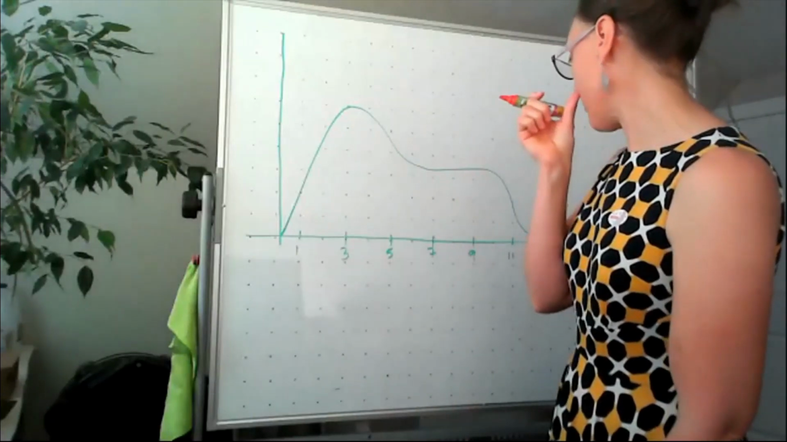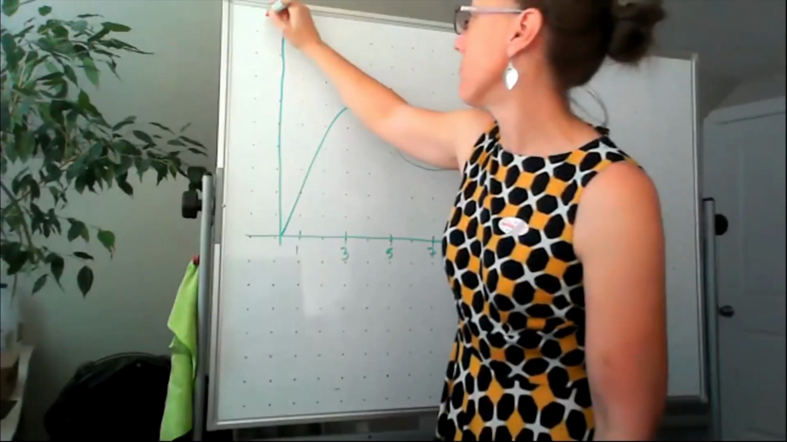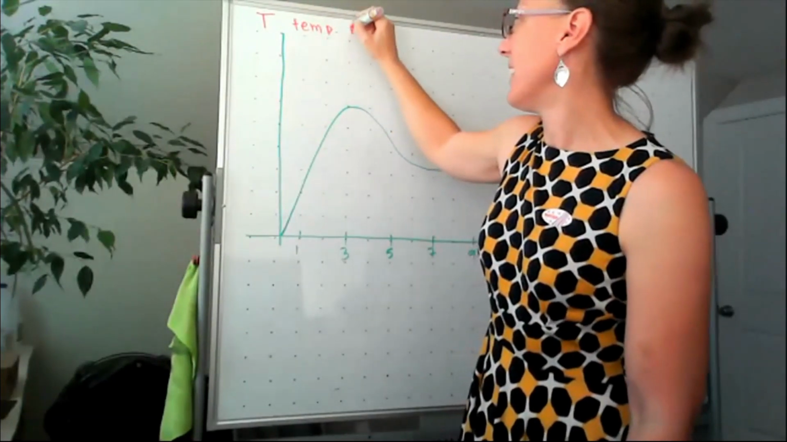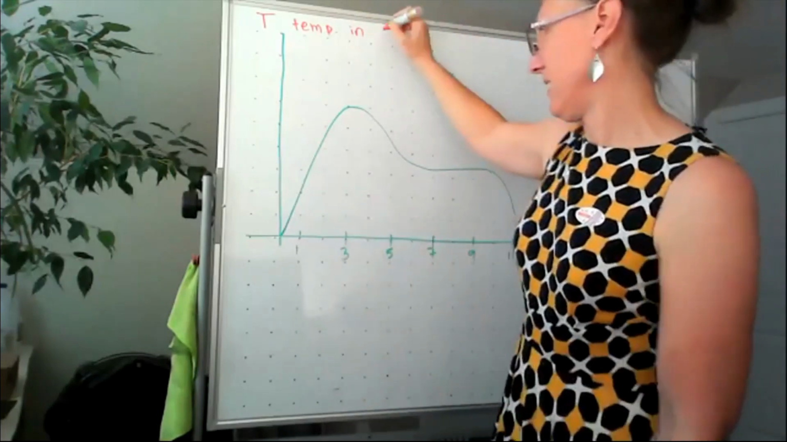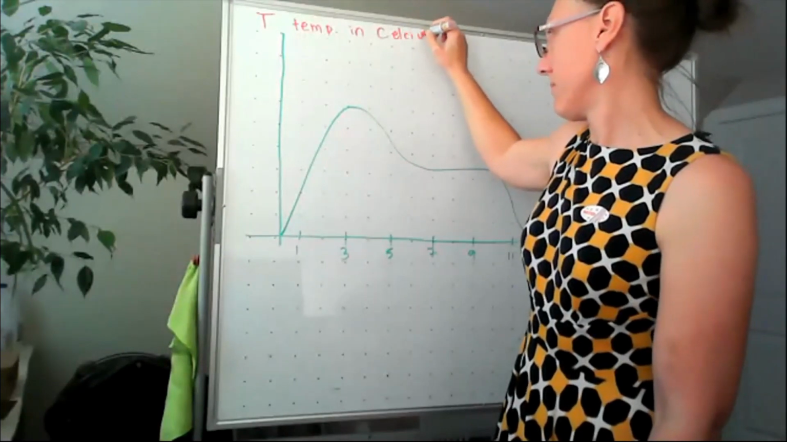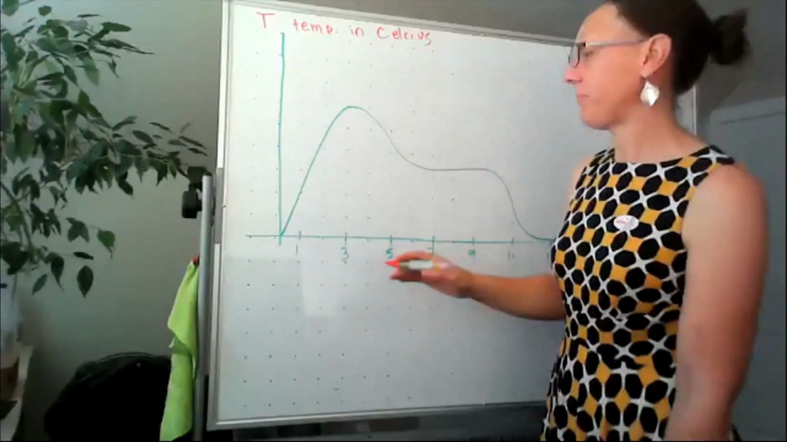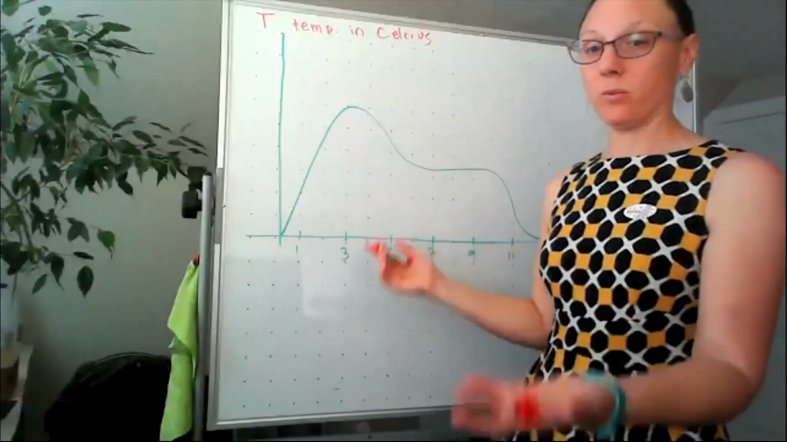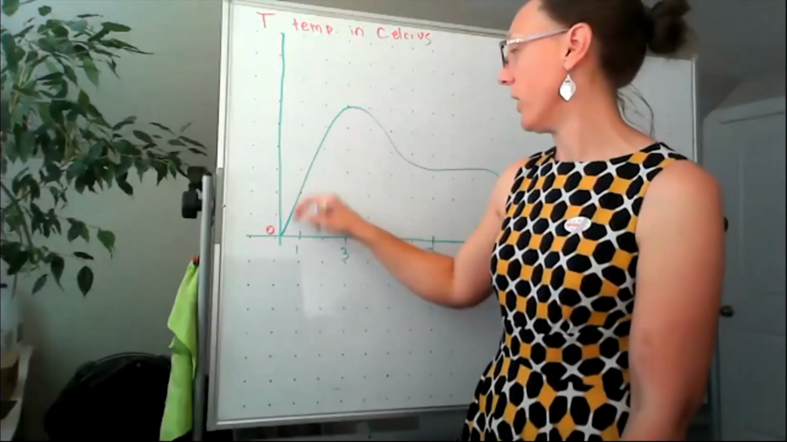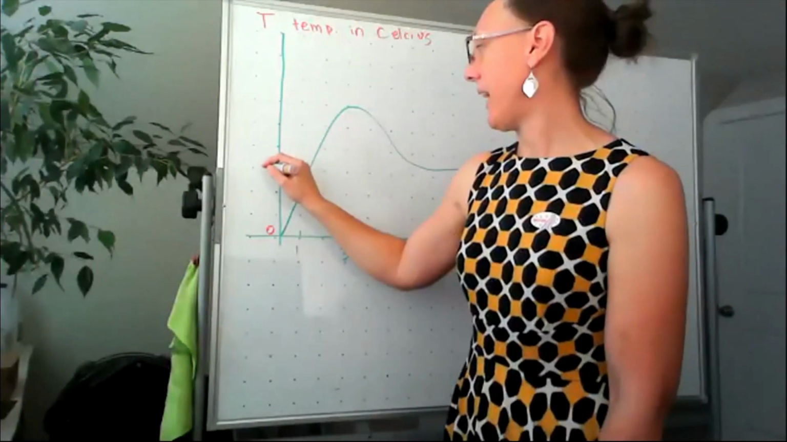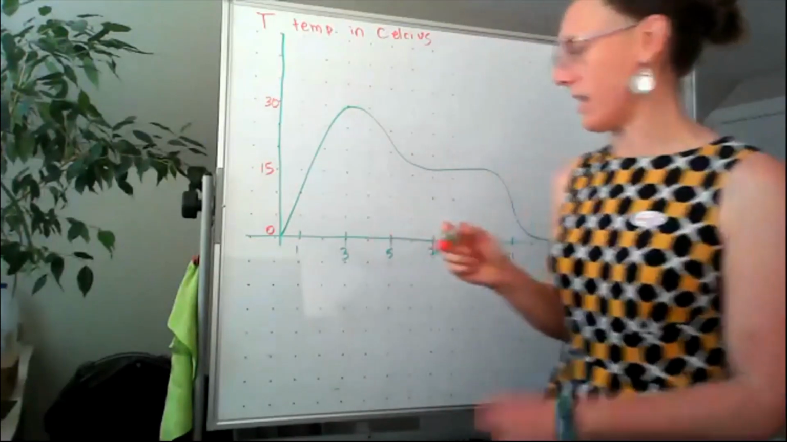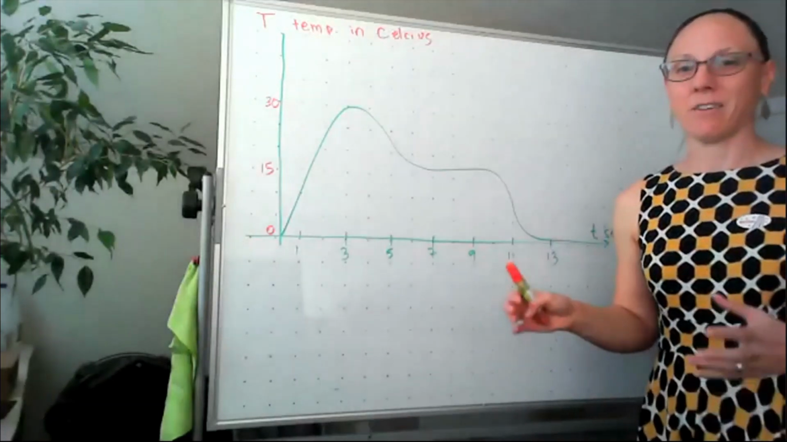And this is going to be big T for temperature in Celsius. I don't know what it's the temperature of, but whatever, we'll just pick some stuff. So that's going to be 0 and 15C and 30C. Okay, we've got something in an environmental chamber.